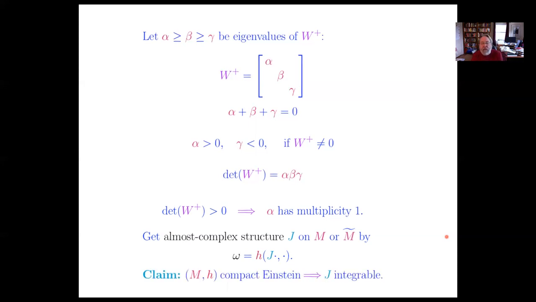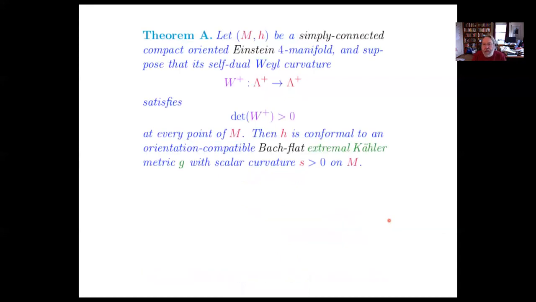And the essence of the claim is that if we also have not just that the determinant of W plus is positive, but the manifold is also compact and Einstein. I mean, I could have carried out some of this discussion otherwise without ever using the Einstein condition. But the claim is that in the presence of the Einstein condition on a compact manifold, this J is going to be integrable. That's the hard part of the theorem.